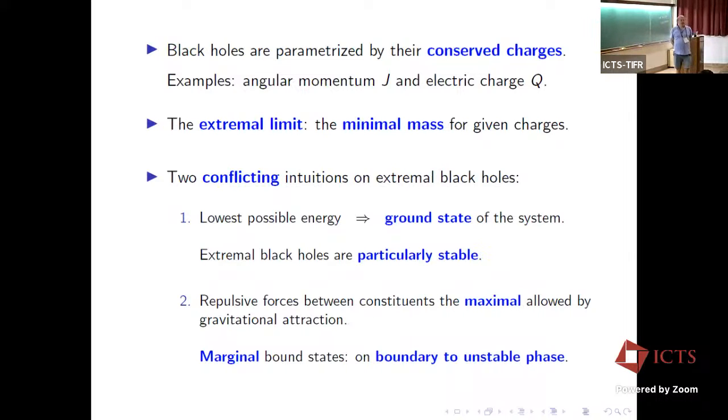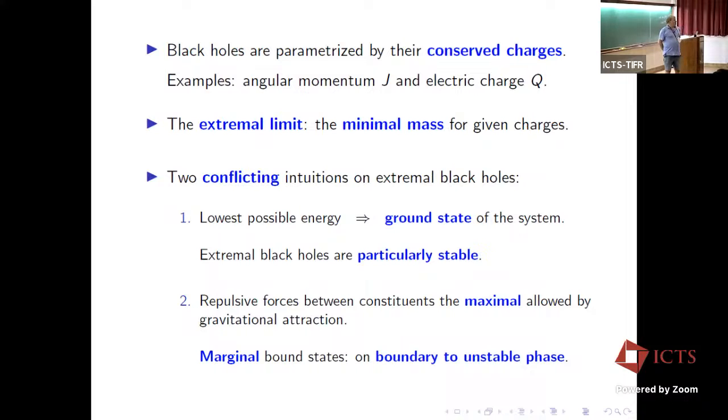So black holes are parameterized by conserved charges. This is how we distinguish between different types of black holes. What charges do they have? For example, what angular momentum do they have? What electric charge, Q, do they have? Well, the extremal limit of a black hole corresponds to imagining a family of black holes in your favorite theory. That family will depend on these charges, but they also depend on the energy. And the energy, if you take that to be the lowest possible within your family, that's called the extremal limit. So that would be an extremal black hole. It's the lowest energy black hole in the sector with those given conserved charges.